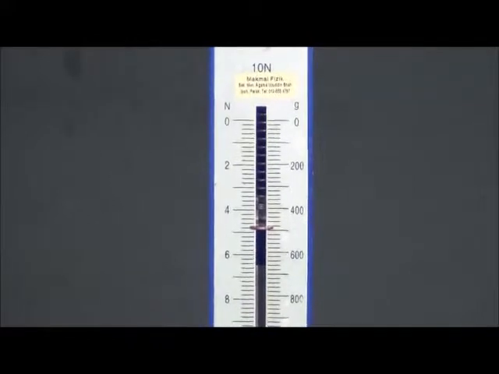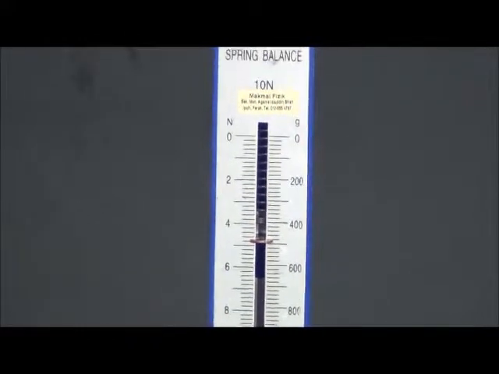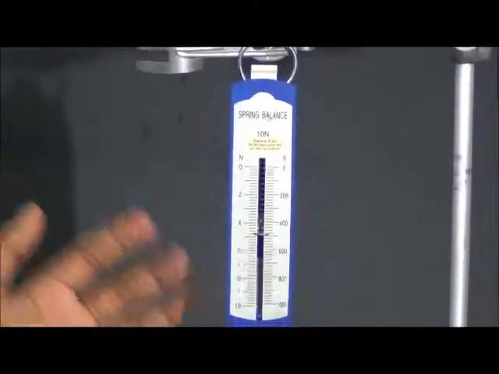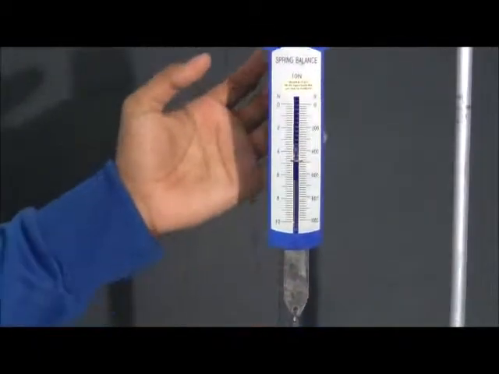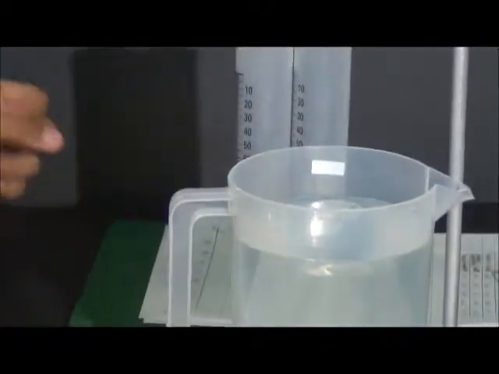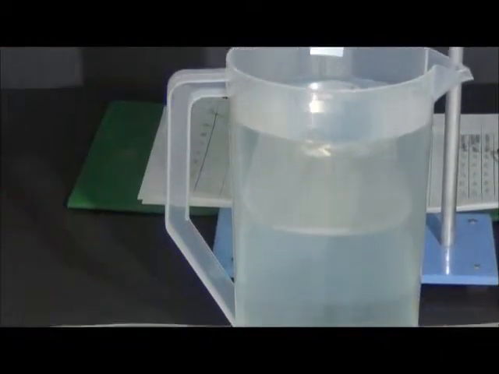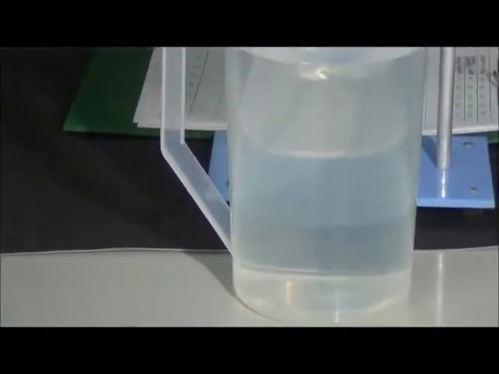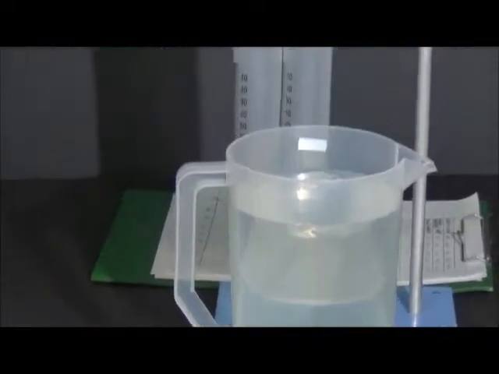Hello teachers and friends, today I will demonstrate an experiment about the Archimedes Principle. So this is the setup for the experiment. This is the spring balance and the weight and water in the container. The weight of the object in air is 4.65 newtons.